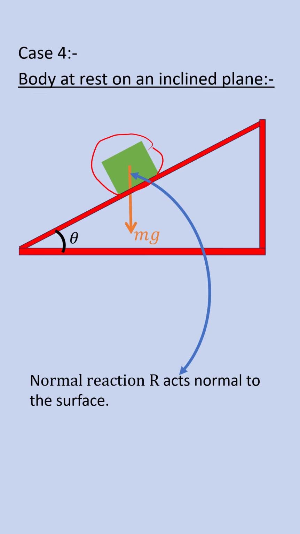While drawing the normal reaction, we must make the angle here 90 degrees. Students are found drawing haphazardly. They show the normal reaction in this way, this way, this way. This indicates unclear understanding. Normal reaction is normal to the surface. This angle should be 90 degrees. If we produce this, we see here 90 degrees.